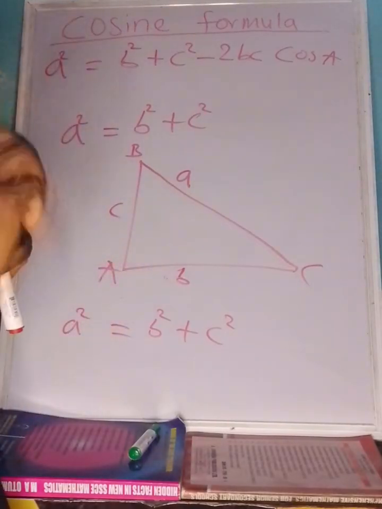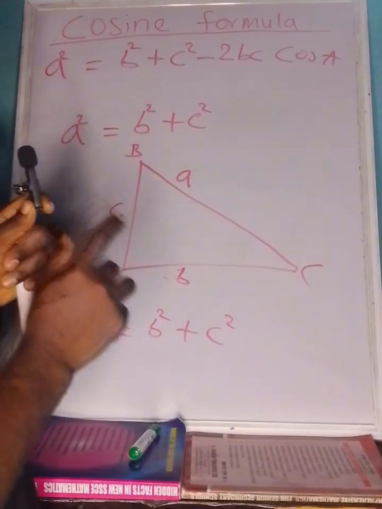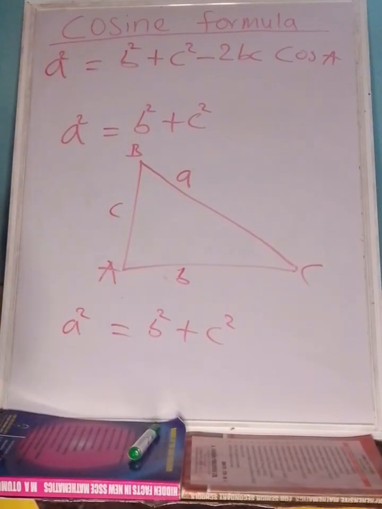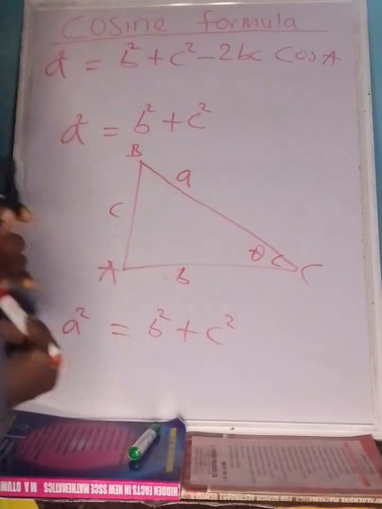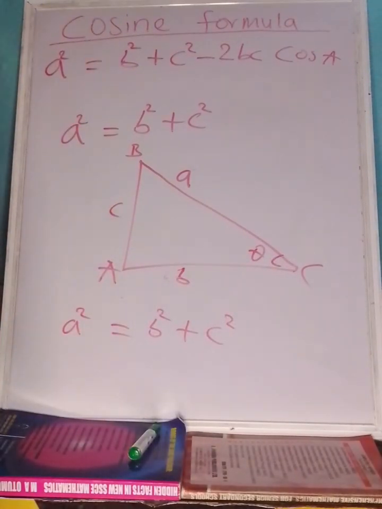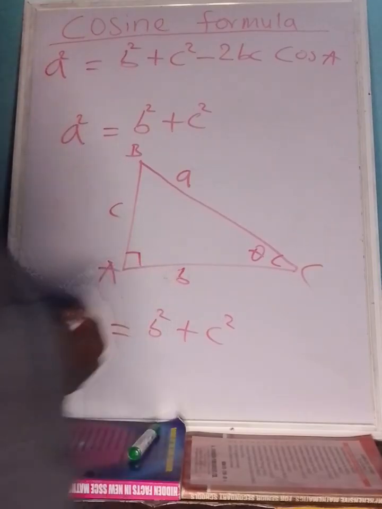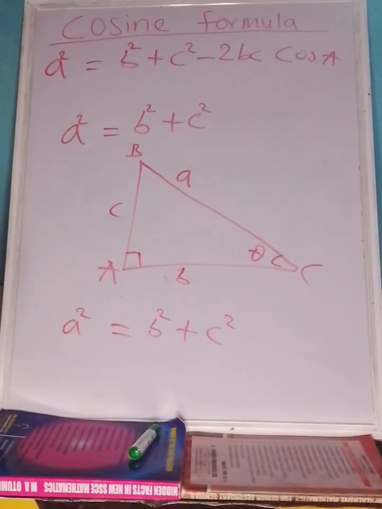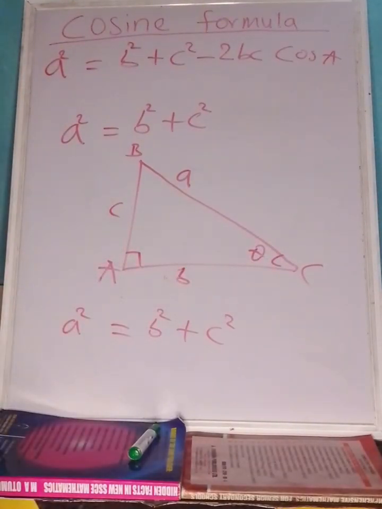The square of the hypotenuse side is equal to the sum of the squares of the opposite side and the adjacent side. If you like, we can put our theta here. If our theta is here, that means C is the opposite, and B is the adjacent. This side is adjacent to the theta. You understand? That is what it means.